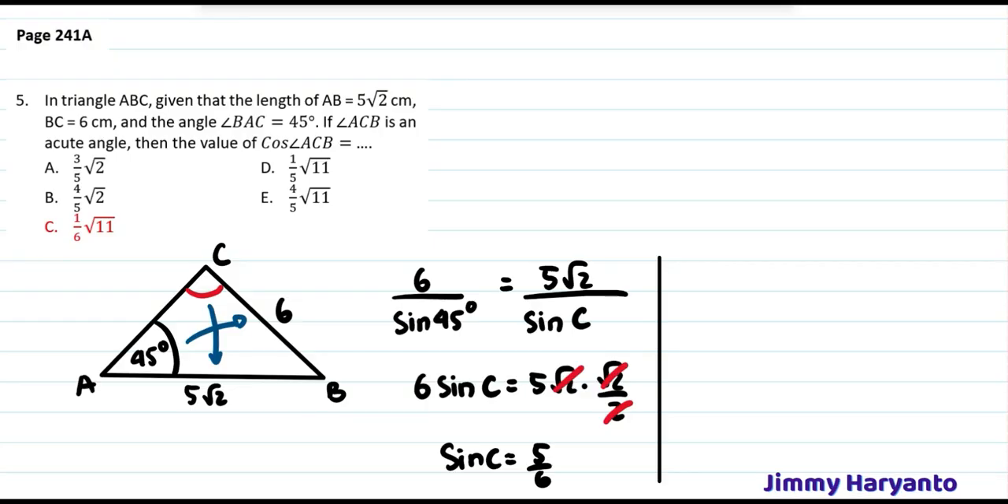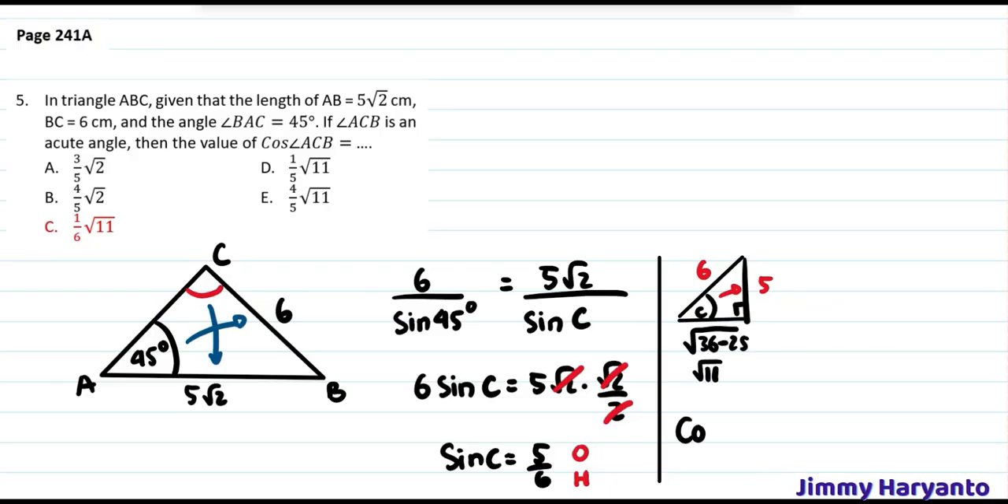Okay, because we already have sine C, the question wants you to find the cos, right? So the cos will be like this. You create a right triangle. Sine equals opposite over hypotenuse. So the opposite will be 5. The hypotenuse will be 6. Using the Pythagoras theorem, you'll have 36 minus 25 equals 11, so the adjacent is square root of 11. That means the value of the cos will be adjacent over hypotenuse. And the question says the angle is acute. That means the value of the cos will be positive. So the answer is C.